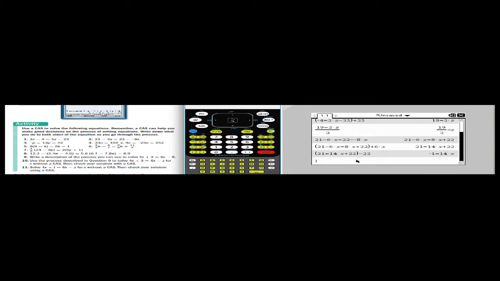Now I need to multiply by the reciprocal of 14, or divide both sides of the equation by 14. So I'm going to divide everything by 14, enter, and I get negative 1 over 14 equals x. That's my answer. I'm done. That's complete. So that's a little bit of help with the activity using the CAS.